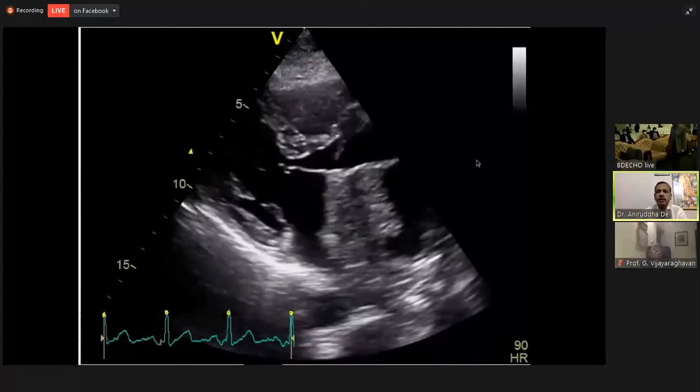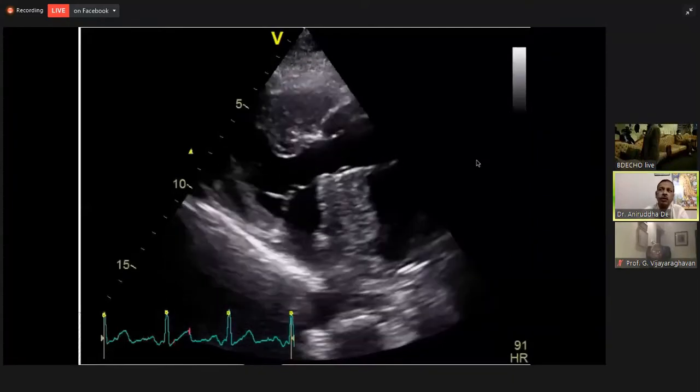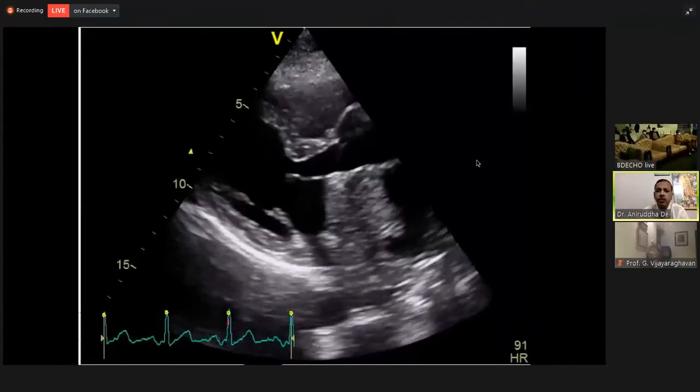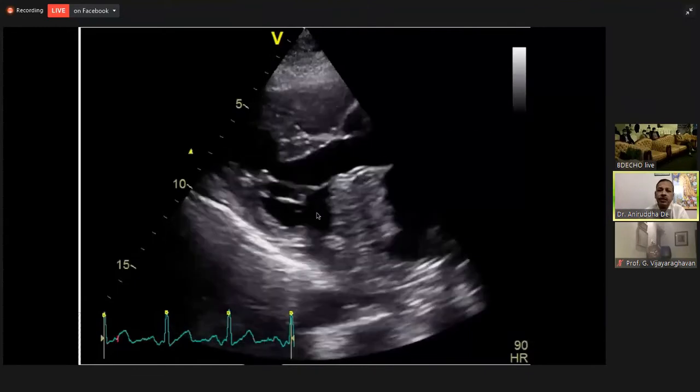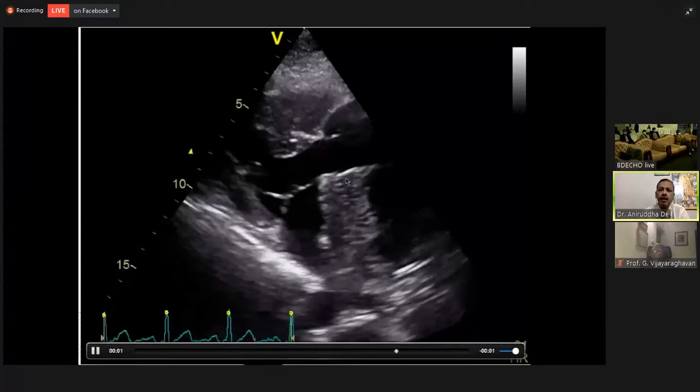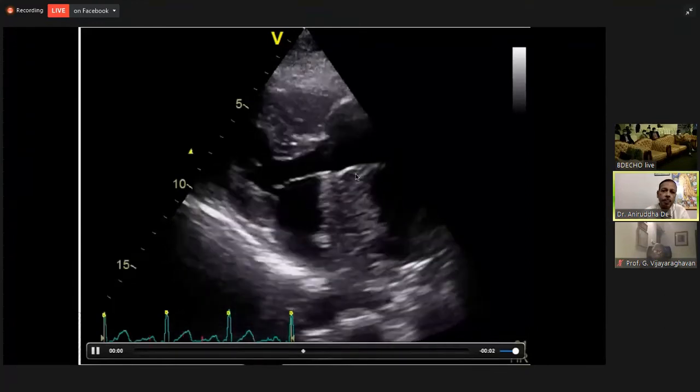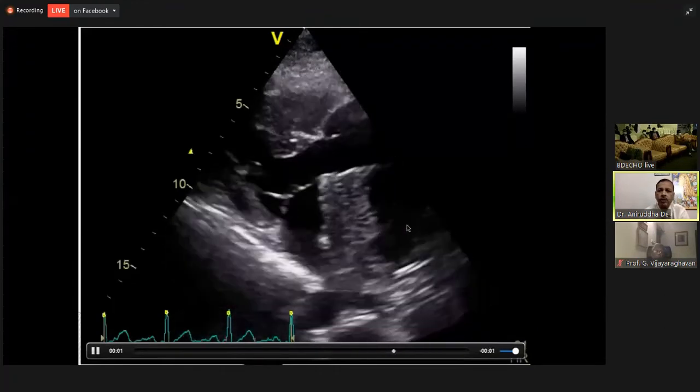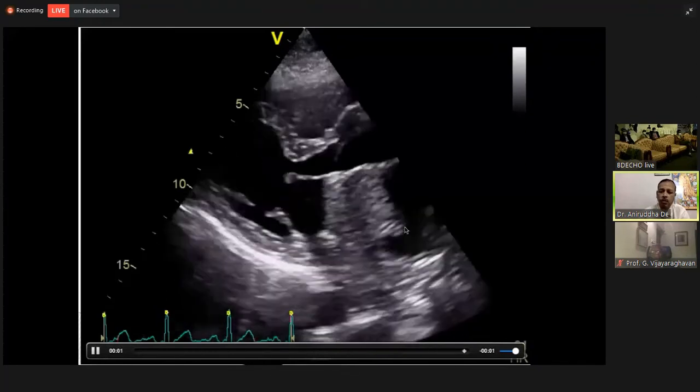This is the first clip. In the parasternal long axis view, you can see a mass within the left atrium. It has a variegated appearance and is filling almost the whole of the left atrium, keeping a small area aside.